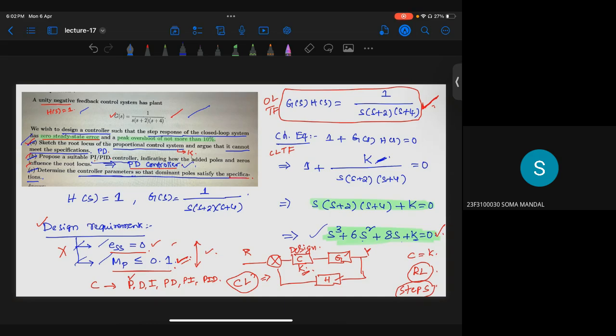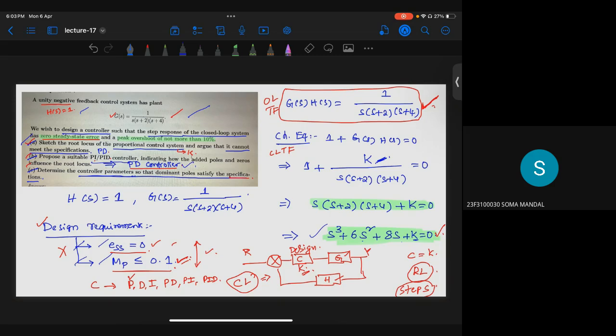Any doubt? Sir, how do we recognize whether we have to use PI or PID or PD? Basically, that depends on the requirement. Why did I go for PD? Can you tell me? Here the settling time is more, correct? Yes, sir. So that is why we went for PD. I'll tell you more in the next example.